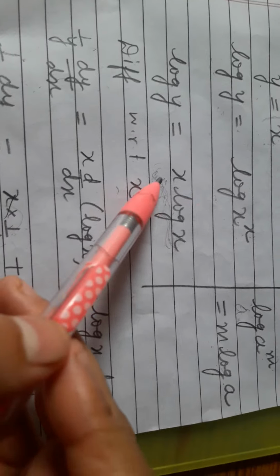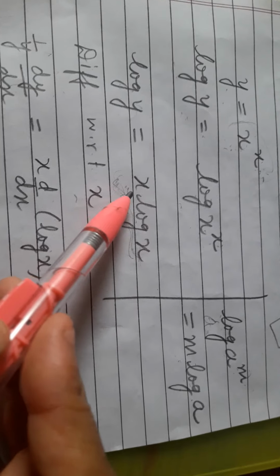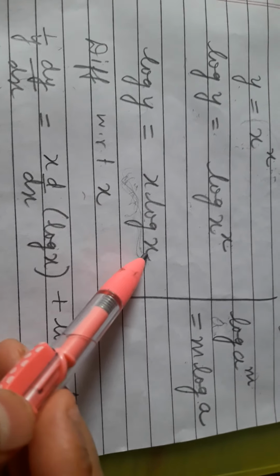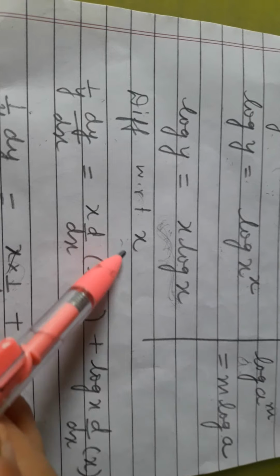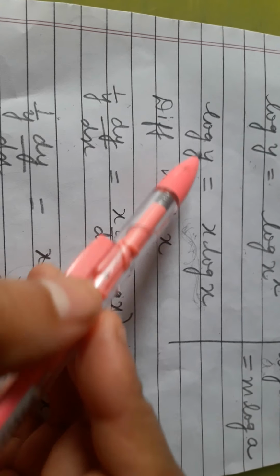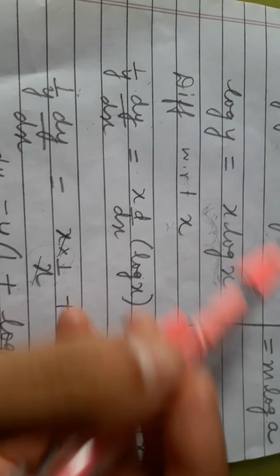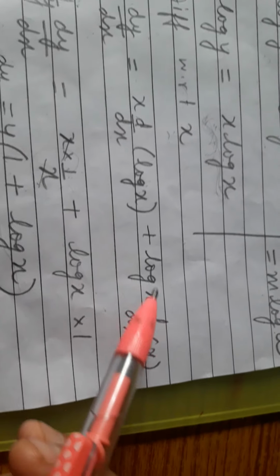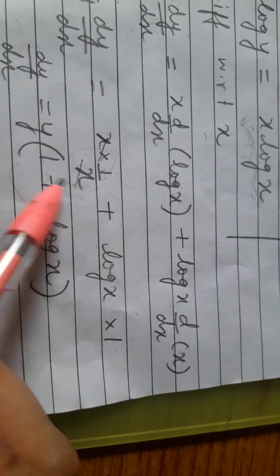What did I do? What was f of x raised to the power g of x, base and exponent? I have converted my RHS into a product of two functions. So I can apply product rule. Now differentiate with respect to x. This is important. On my LHS I have log y. Differential of log y is 1 by y dy by dx, which is equal to x into d by dx of log x plus log x into d by dx of x. So x cancels, because x times d by dx of log x is 1, plus log x into d by dx of x, which is 1. So here I get 1 plus log x.